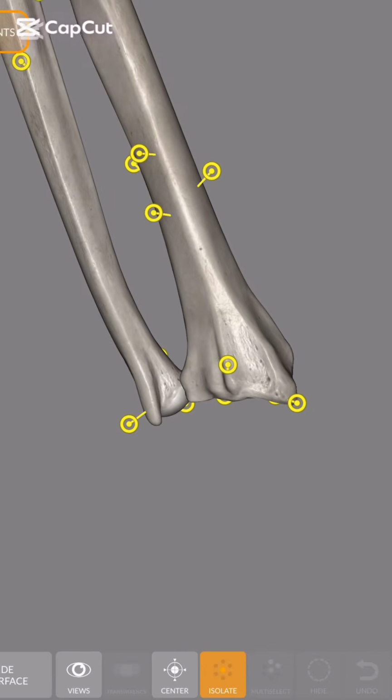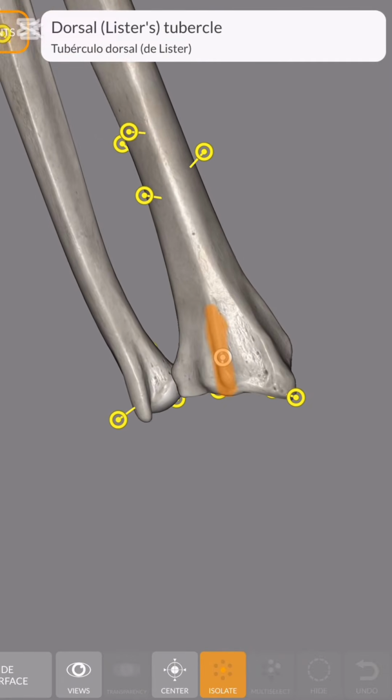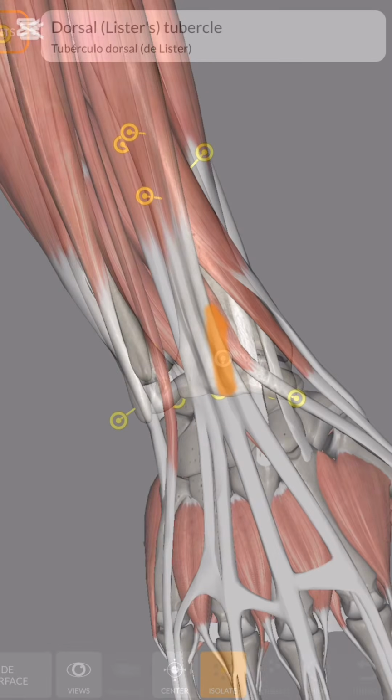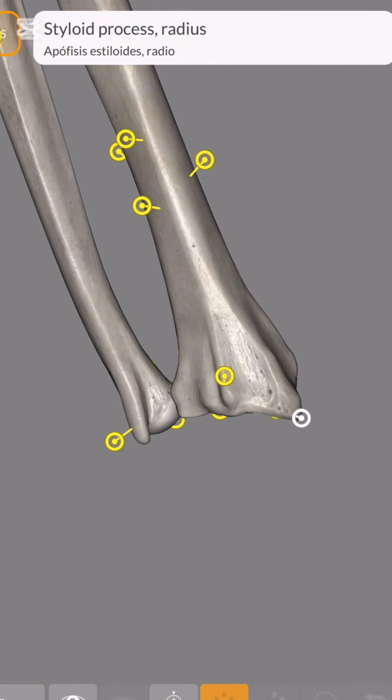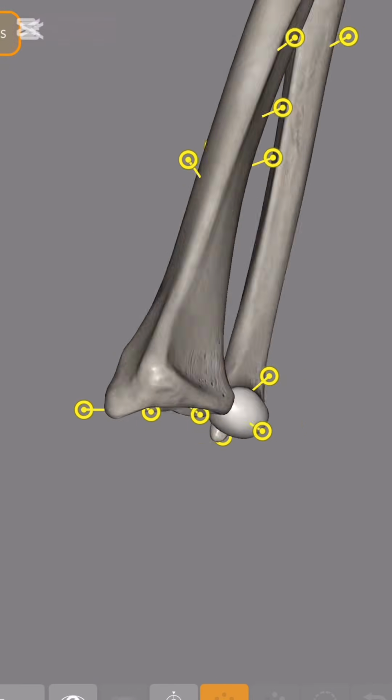Projecting posteriorly, the dorsal tubercle of the radius lies between otherwise shallow grooves for the passage of the tendons of forearm muscles. The styloid process of the radius is larger than the ulnar styloid process and extends farther distally. This relationship is of clinical importance when the ulna and/or the radius is fractured.